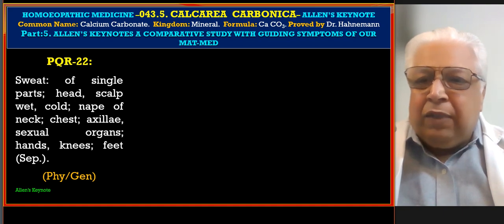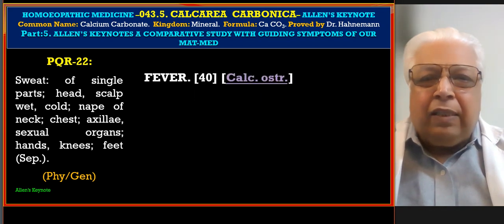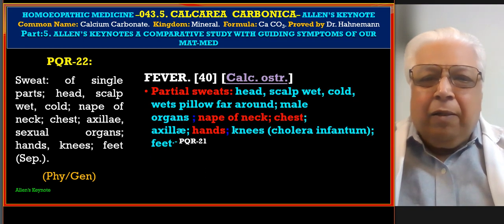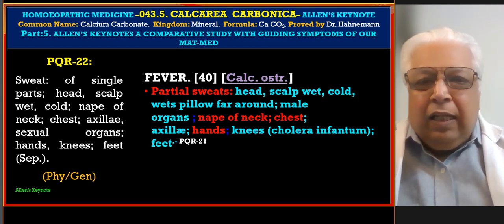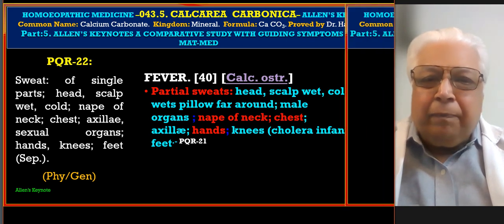It tells us about sweat of the single parts: head, scalp wet, cold, nape of neck, chest, axilla, sexual organs, hands, knees and feet. It is a physical general here, and we find reference in Hering's Guiding Symptoms, chapter 40, fever. Partial sweat is the first grade. Head, scalp, wet, cold, wet pillow far around, male organs, second grade representation. Nape of the neck and chest is first grade, in axilla second grade, hands first grade, knees, feet second grade.